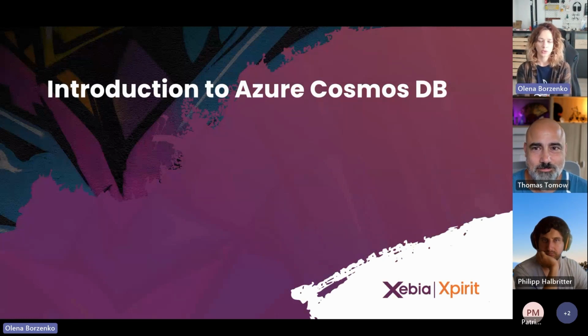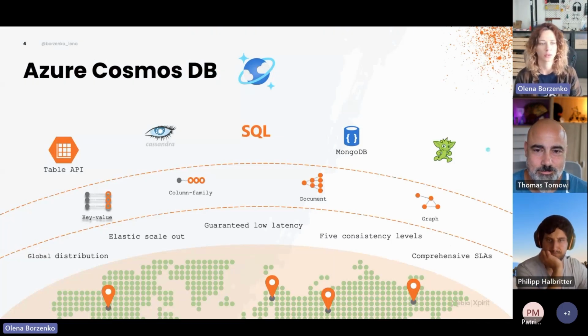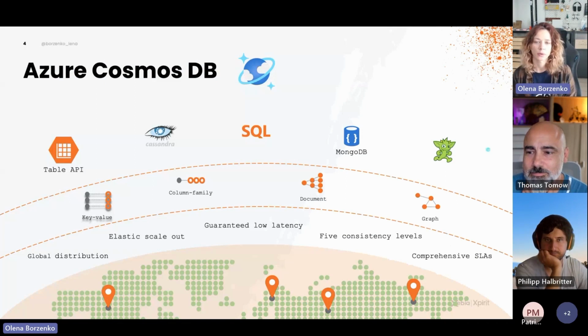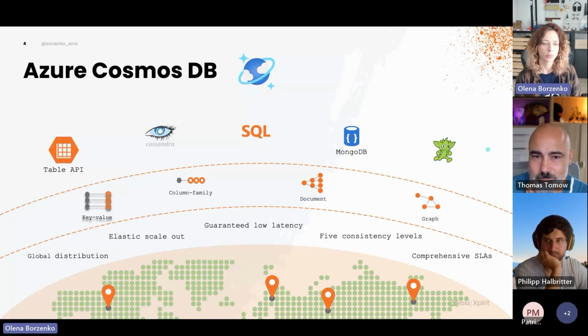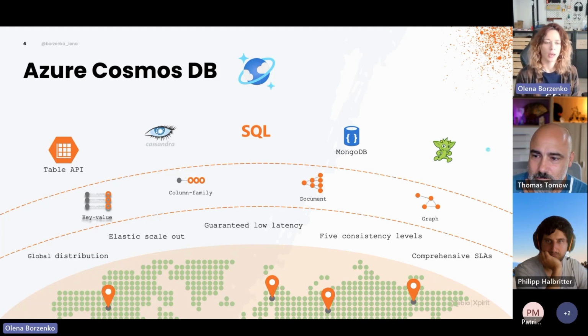So first of all, an introduction to Azure Cosmos DB. As I already said, I want to give a bit of an overview of what this technology is. So who is not familiar with this? It's a globally distributed multimodal document-based database. As you can see on the screen, there are a couple of APIs supported by default: Table API, Cassandra, SQL, MongoDB, and Gremlin.